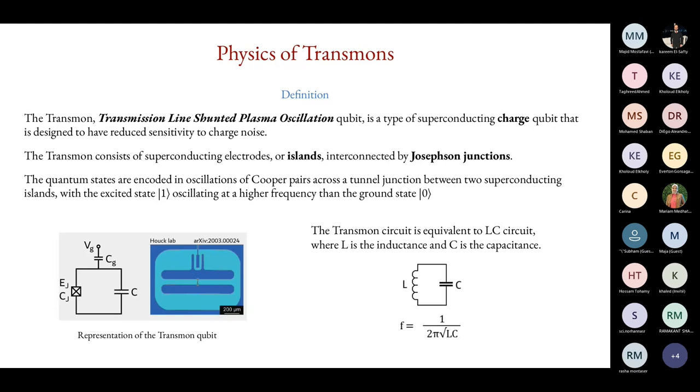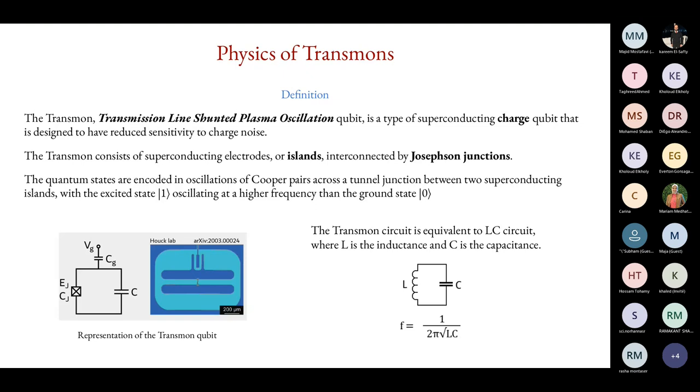So actually, to keep it very simple, the transmon circuit is equivalent to an LC circuit. The LC circuit that we have seen in basic physics, where L is the inductance and C is the capacitance. So just as a reminder, this is what an LC circuit looks like. Okay, so we have the inductance L, and we have the capacitance C, and we have the frequency of this circuit. However, this is not exactly what a transmon looks like.